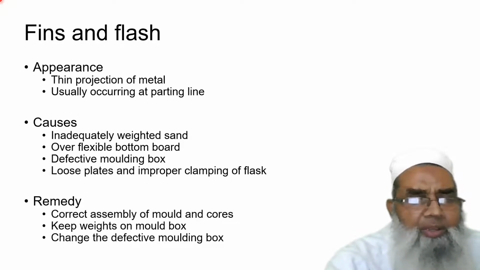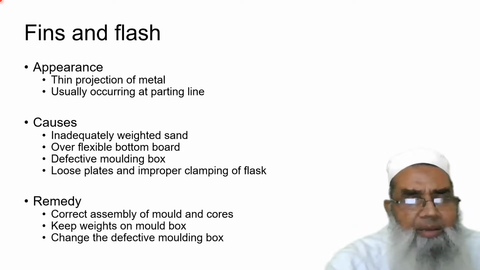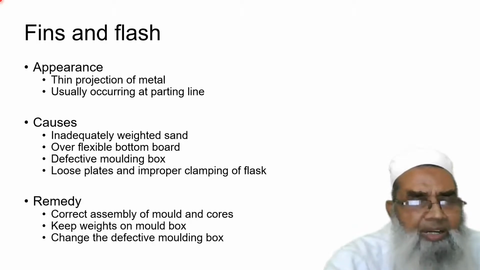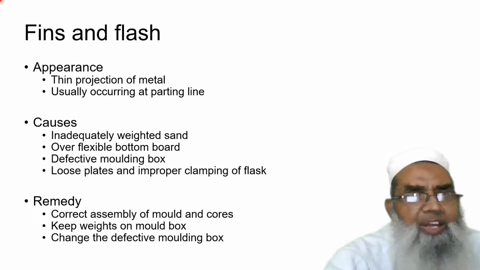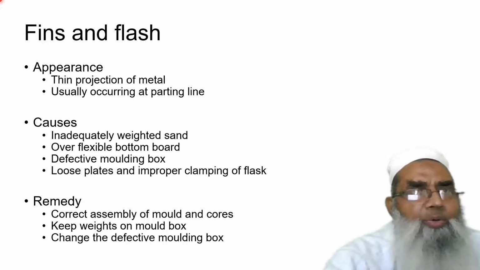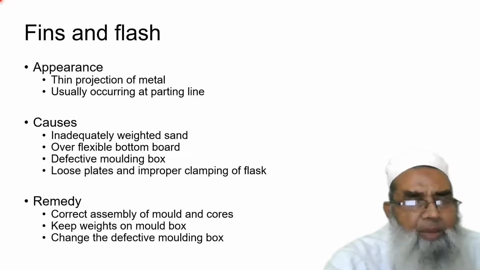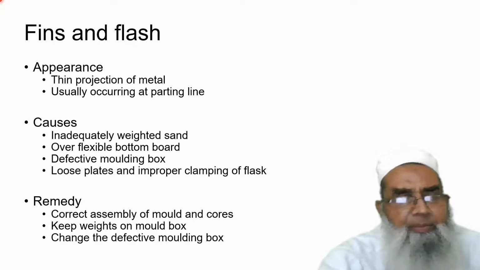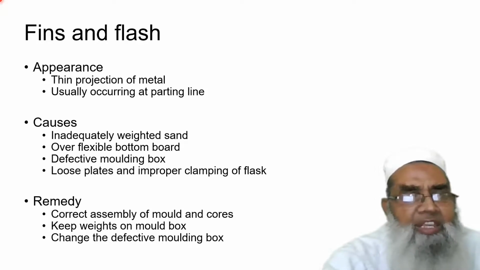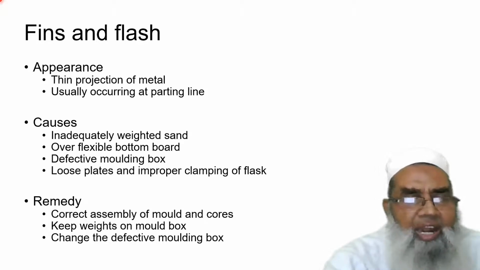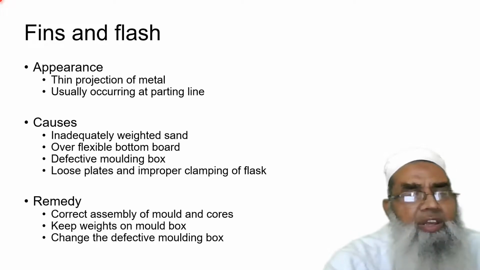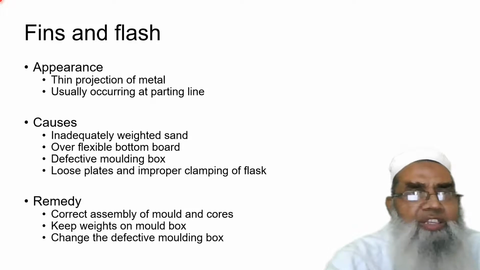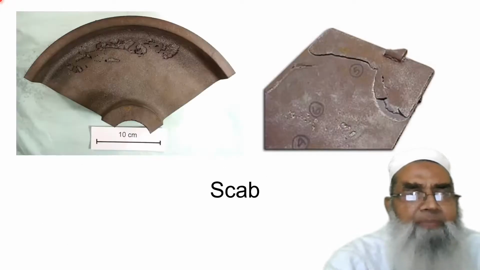And therefore the molds and cores should be properly assembled. If the weight of the cope is low, then against the buoyancy force of the molten metal we provide a proper weight on the mold block so that it may not lift and give the fins and flash. And if there is a defective flask, that should be changed so that the fins and flash may not appear.